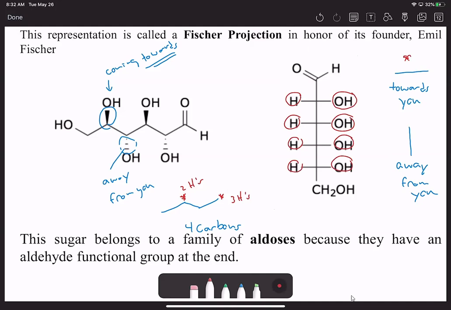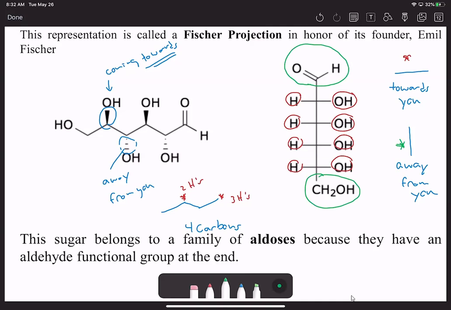And ones that are going away from you, so here, this would be going away from you. This would be going away from you. So now we can get some 3D dimension from a two-dimensional drawing. So we know what's going towards us and we know what's going away from us. So these are what we're going to call Fischer projections here.